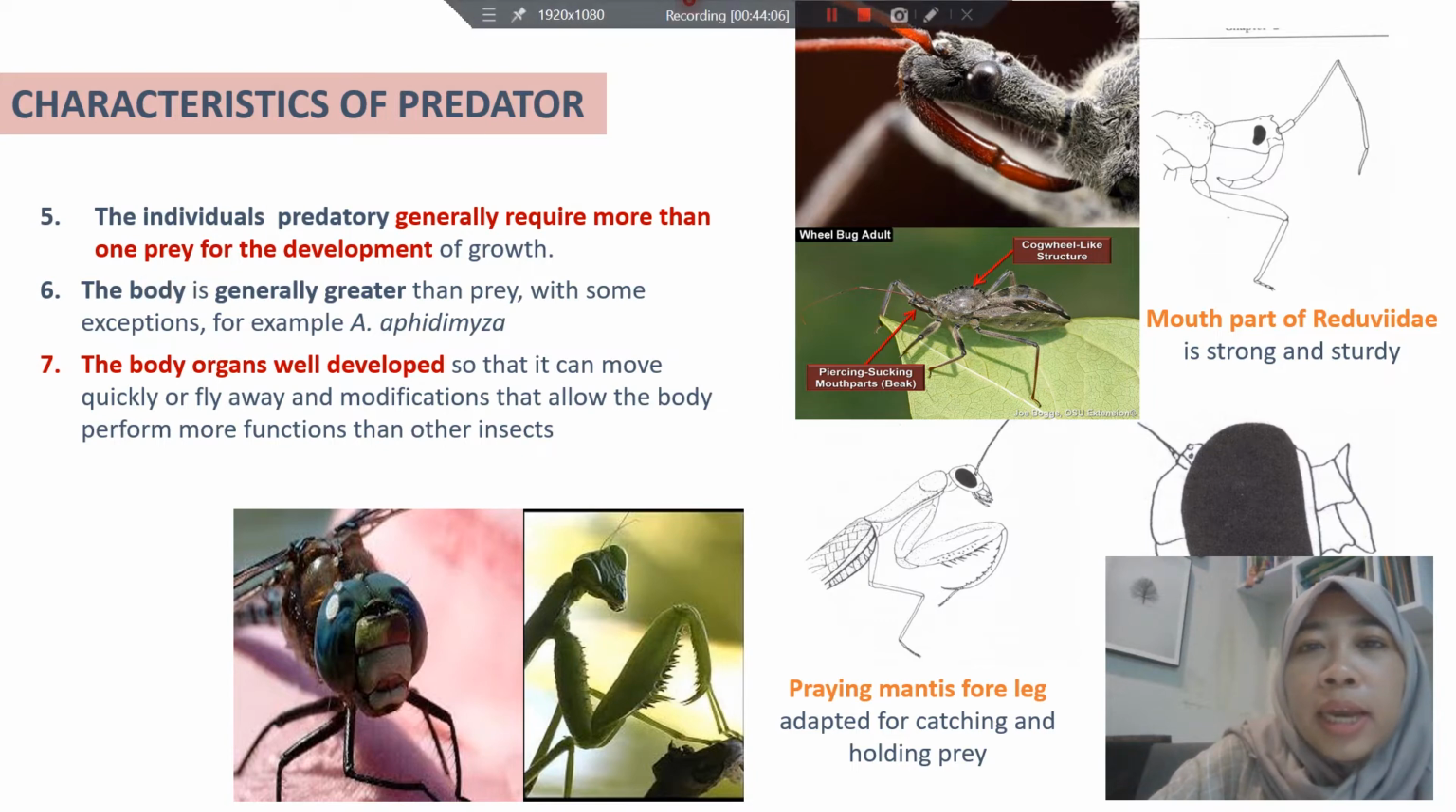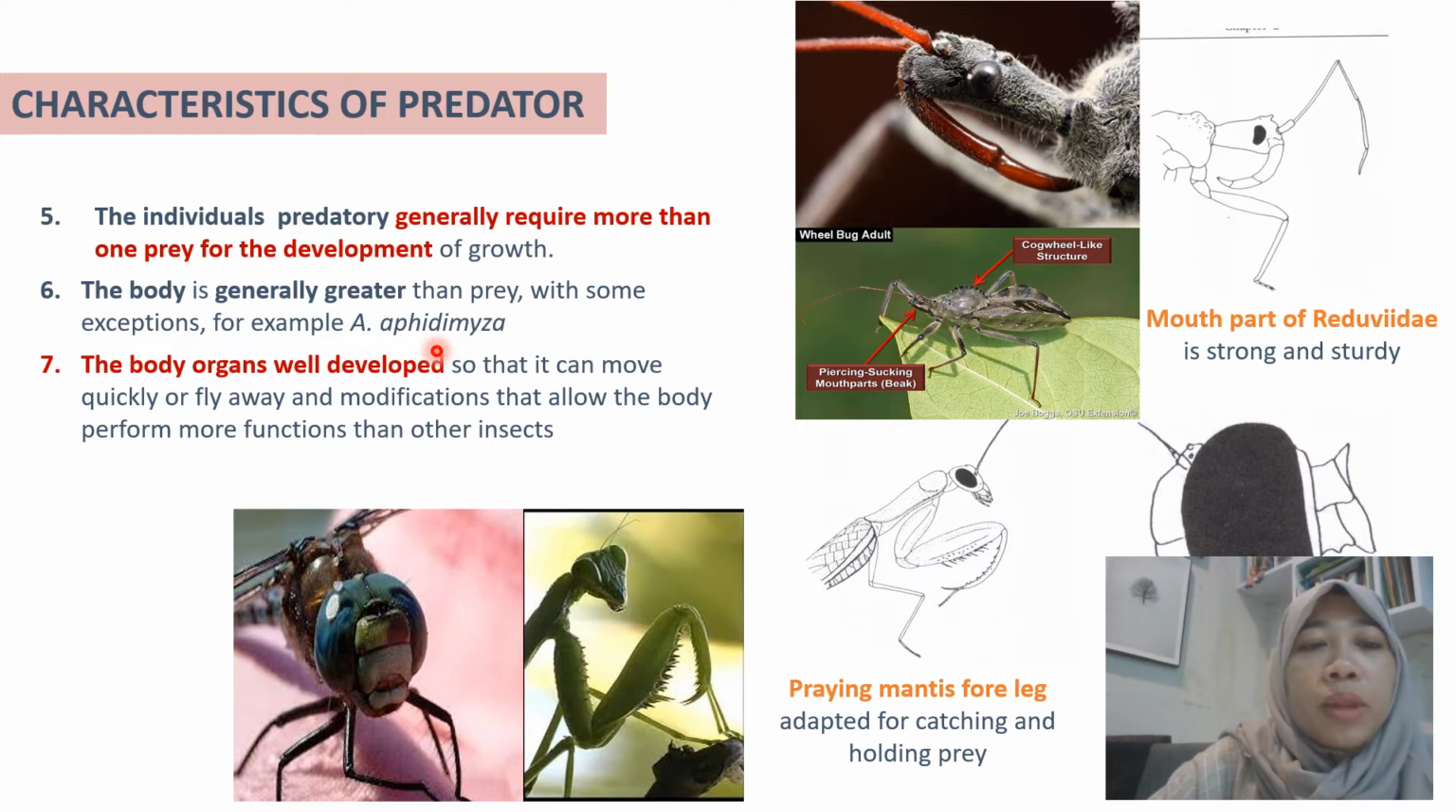The body is generally greater and bigger than the prey. The body organs are well developed. Yeah, for example, in this Mantidae, one of the organs that is well developed is their leg. Their leg is adapted to catching and holding the prey. What is the leg type? Raptorial, right? And this is Odonata, dragonfly.